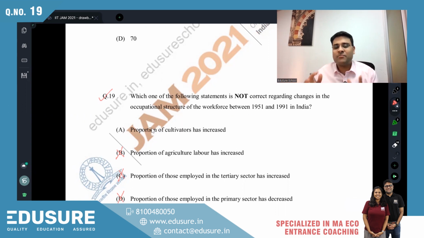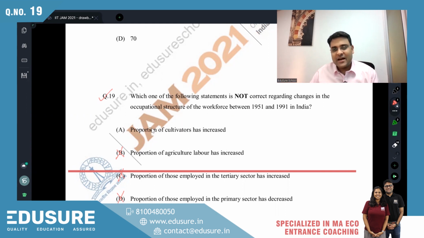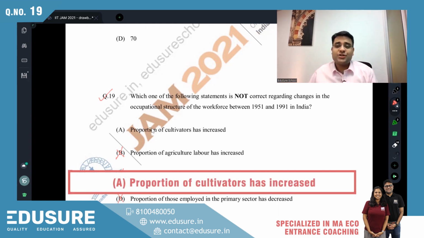It's not gone up. In fact, every year we see that the contribution of the primary sector to the GDP of the country is going down. So answer is A.